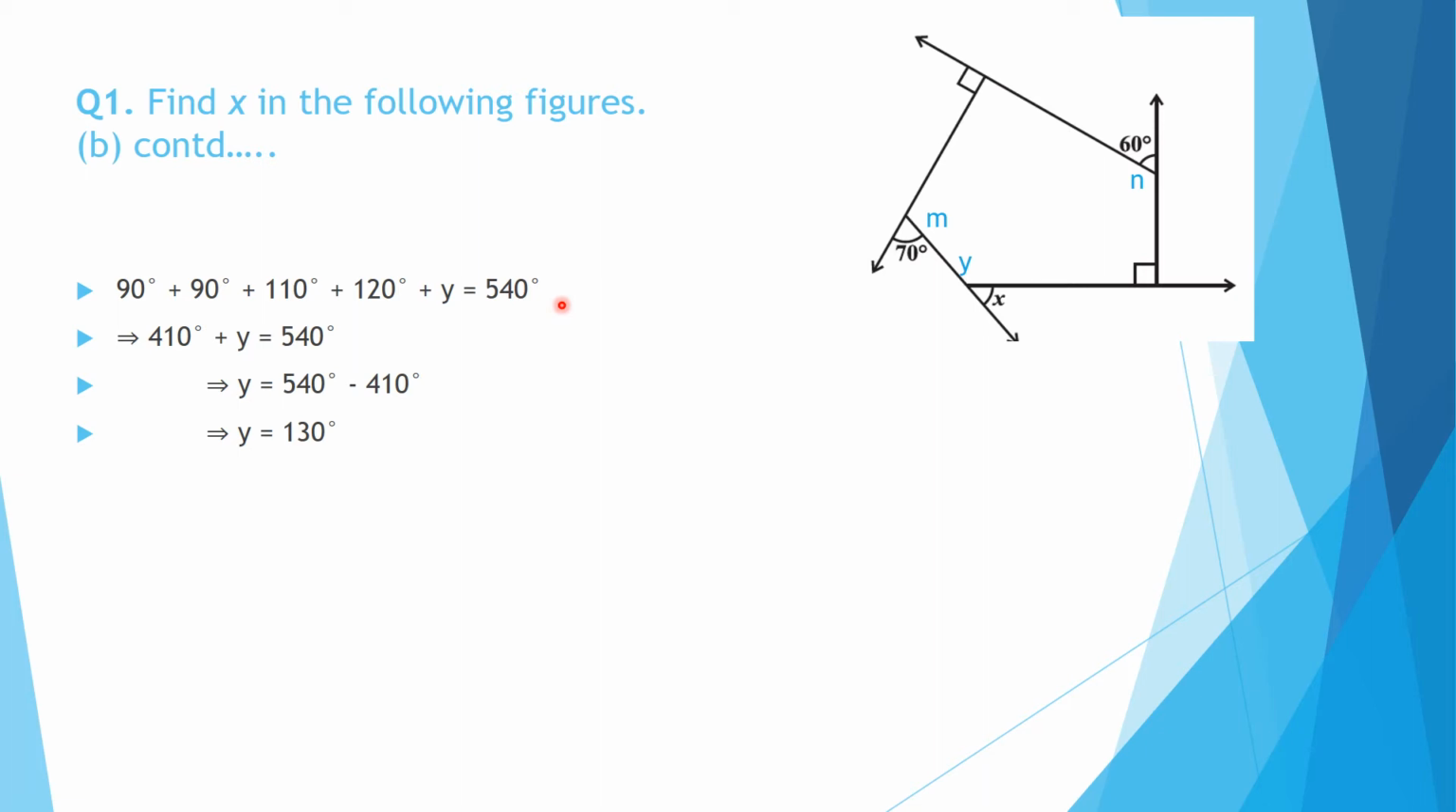Y plus X is equal to 180 degrees because it's forming a linear pair. You have to write the reason as well. Now X plus, you will put the value of Y, 130, here. So X plus 130 is 180. So X would be 180 minus 130, and X is 50 degrees. I hope this is clear to you.